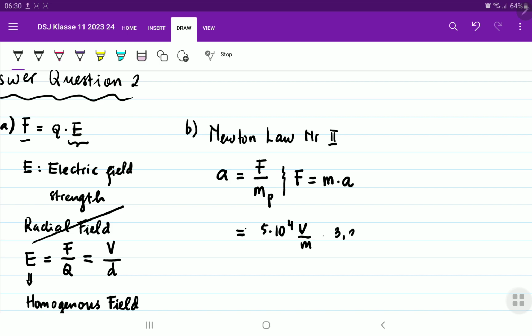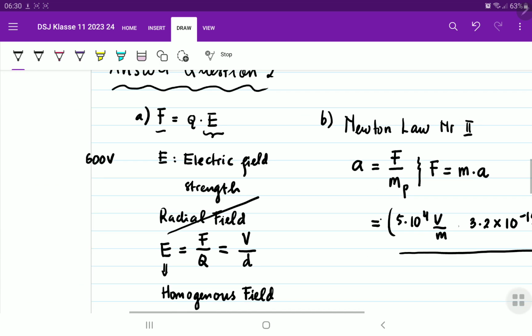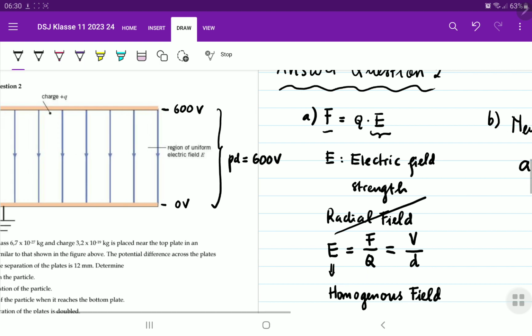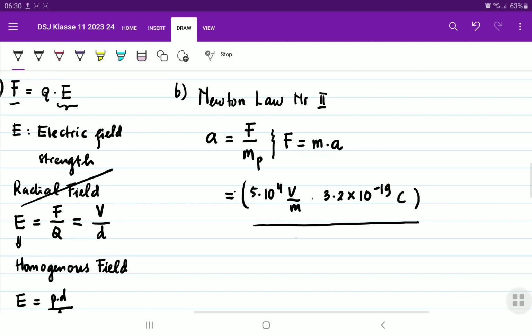I have to multiply first with the charge, which is 3.2 times 10 to the minus 19 coulomb, and everything will be divided by the mass, which is given as 6.7 times 10 to the minus 27 kilogram.